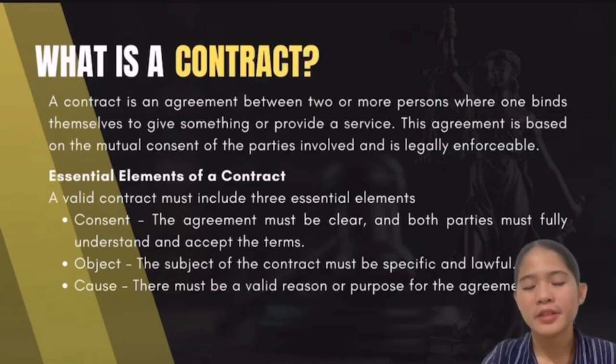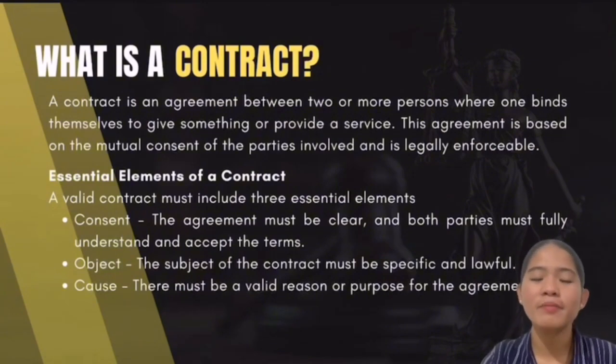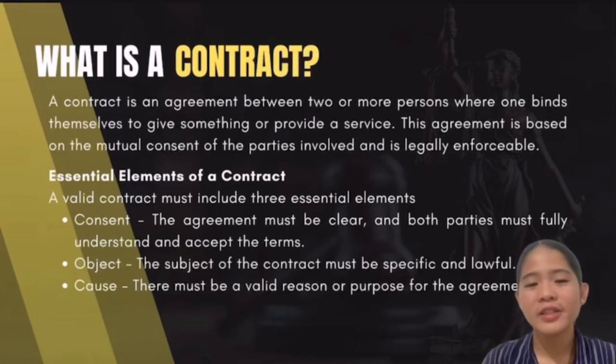So there are essential elements of a contract, and a valid contract must include three essential elements. These are the consent, in which the agreement must be clear and both parties must fully understand and accept the terms. Second is the object, so the subject of the contract must be specific and lawful. And lastly is the cause, and there must be a valid reason or purpose for the agreement. So these elements ensure that a contract is legally valid. Without consent, the contract may be void, and the object must be something legal, and the cause must be justifiable for the contract to hold.